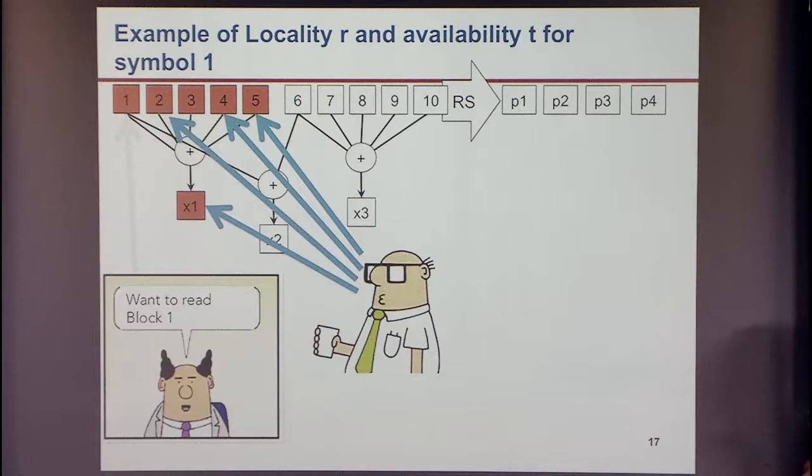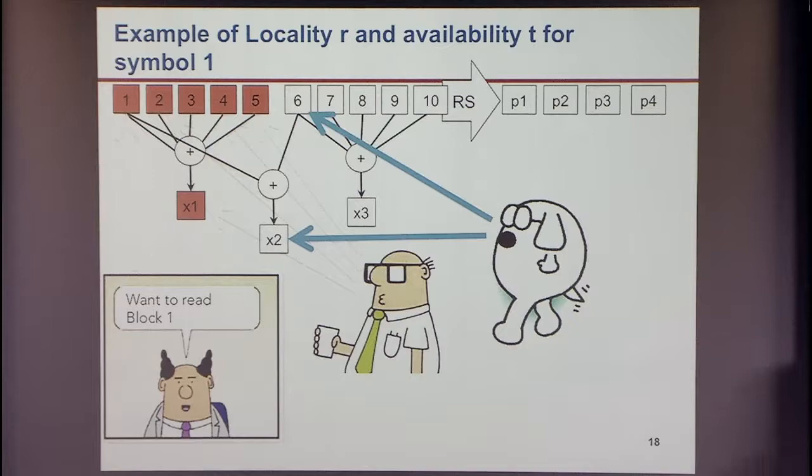And now you have Dogbert. Dogbert also wants to read symbol 1. And he can read it in parallel using the other repair group, 6 and X2, XOR them together. That's why this is a useful thing when you often have data that is called hot data, where you have multiple jobs concurrently trying to read it. You want disjoint repair groups that are spread across your servers so you can support multiple concurrent jobs.